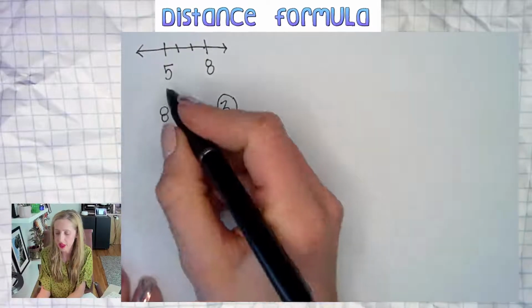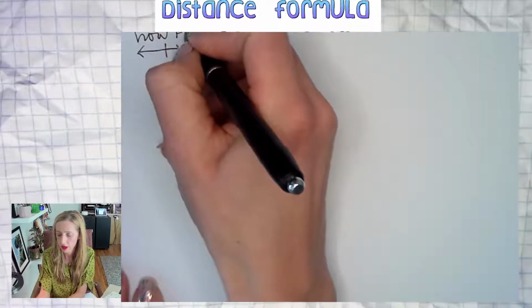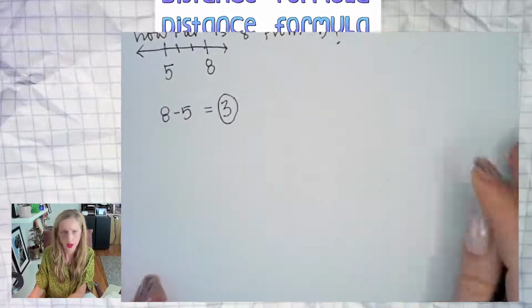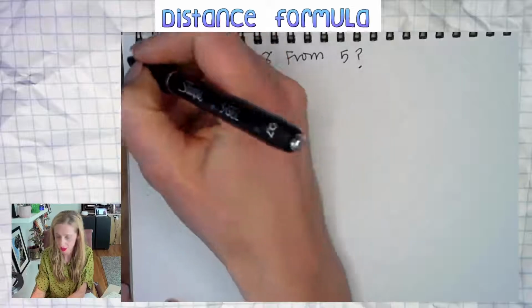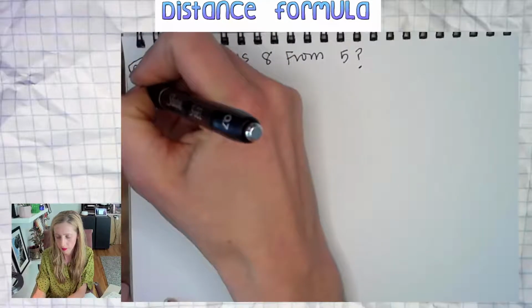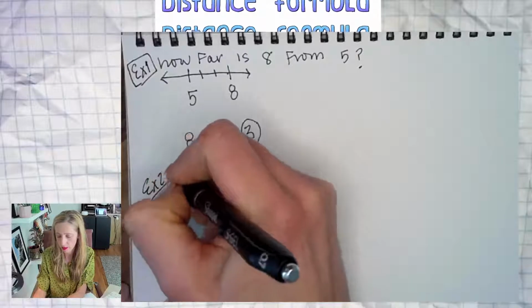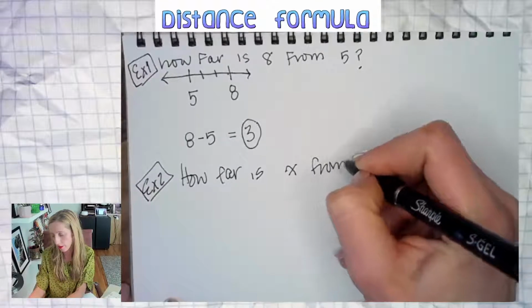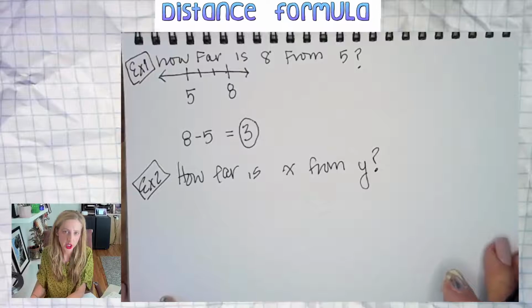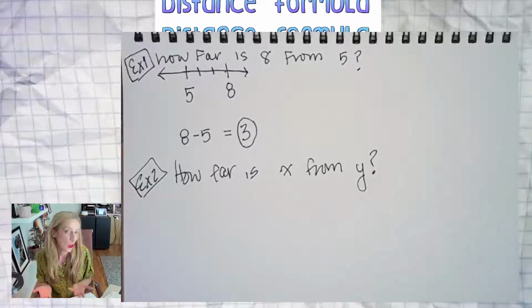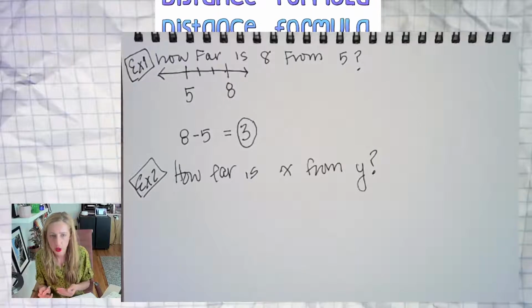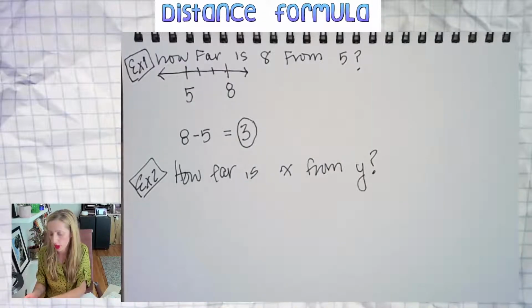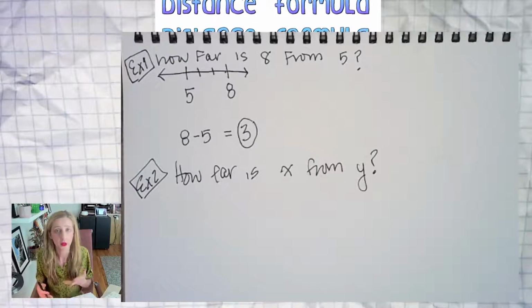However, what if instead of asking you how far is 8 from 5, what if I had asked you, so this is example 1, how far is x from y? What you need to notice in this situation is we don't know which number is bigger, x or y. So how do I know I'm doing 8 minus 5 and I'm not doing 5 minus 8, right? So in a case like this, if you were like, oh, then I'm just going to do the same thing, x minus y, but what if you find out that y is bigger?